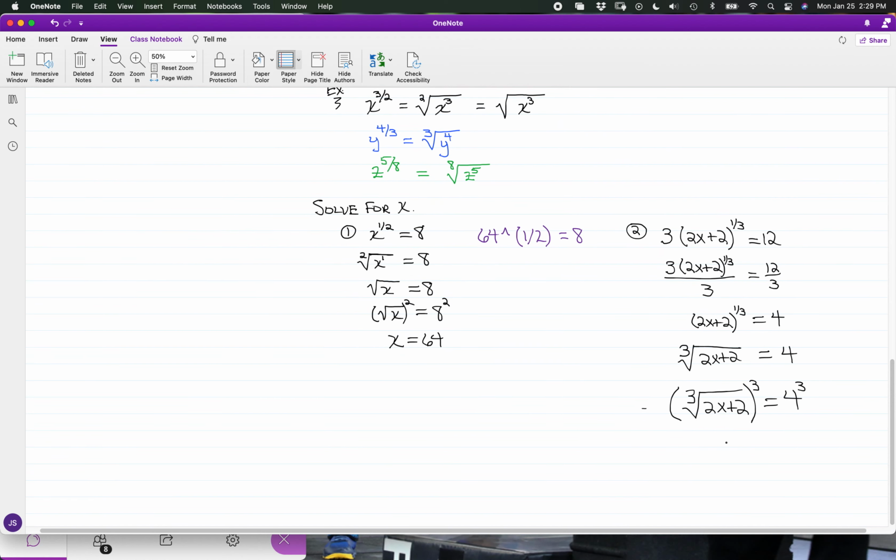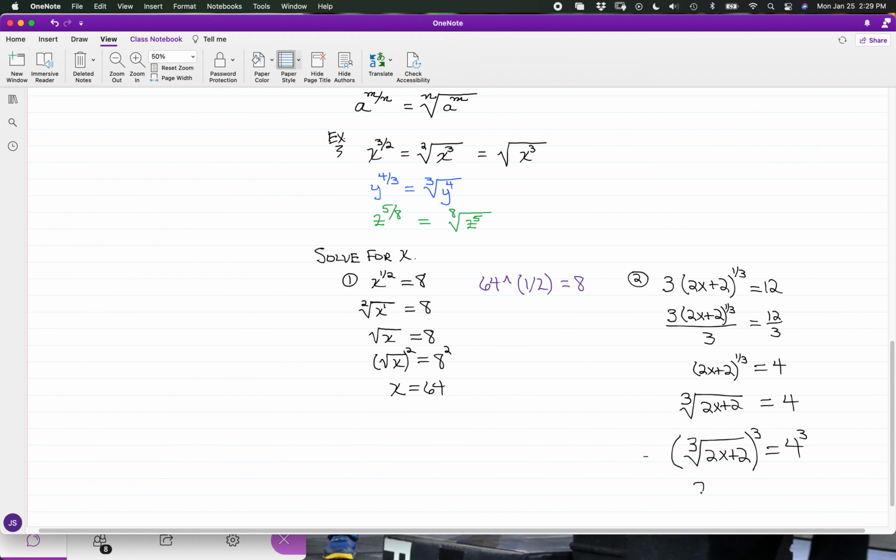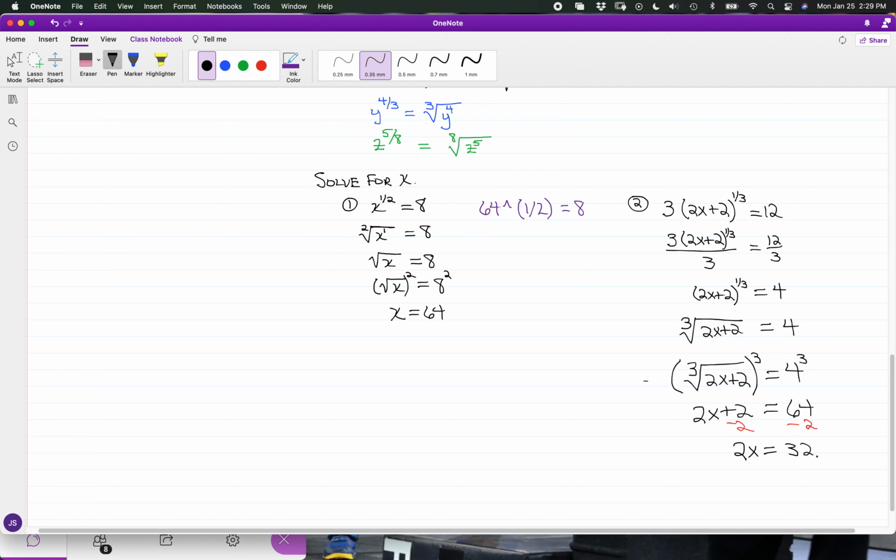So on the left we have 2x plus 2 is equal to 4 cubed, and 4 cubed is going to be 64. Taking 2 away from both sides, 2x is equal to 32, and with division by 2, we come out to x is equal to 16.